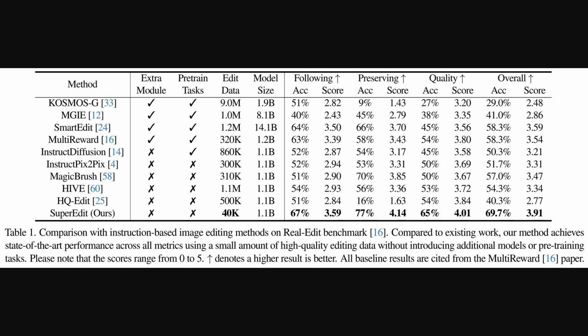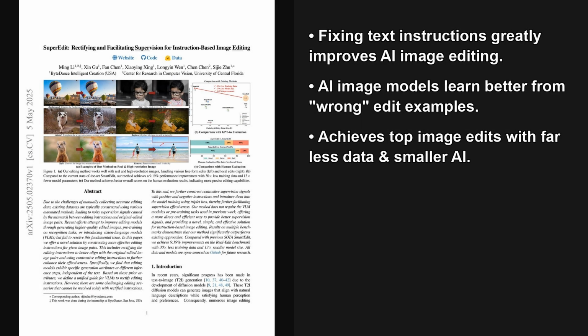Now, Table 1 gives us the hard numbers from the Real Edit benchmark, which is a standard test for these kinds of models. It compares SuperEdit to a bunch of other methods. We see those same metrics we just talked about, following, preserving, and quality, plus an overall score. And SuperEdit, our method, is at the bottom row, consistently achieving the highest scores. For instance, its overall score is 3.91, beating SmartEdit's 3.59. What's really impressive is that SuperEdit does this using only 40,000 training images, way less than others, and with a smaller model size too. As those numbers in Table 1 clearly show, SuperEdit really packs a punch, outperforming other methods even with less training data.